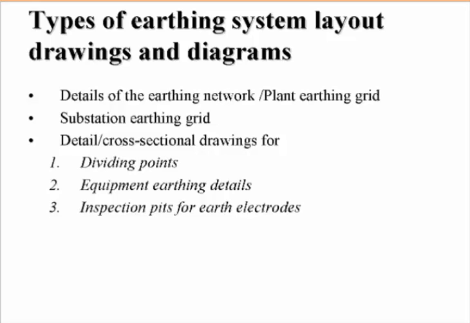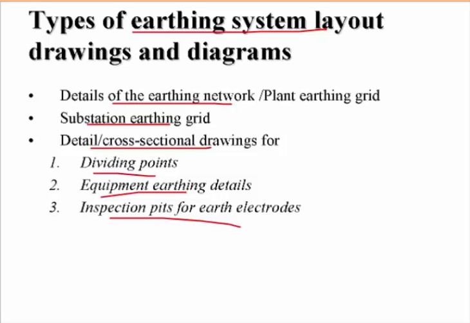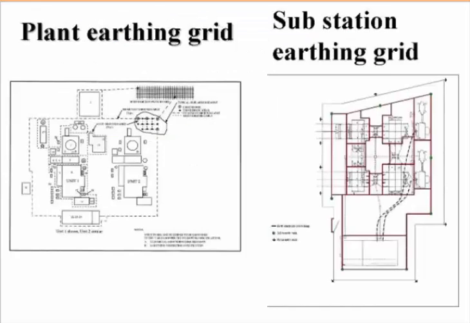Then also the types of earthing system layout drawings that we get. It gives us the details of the earthing network. It can also include substation earthing grid and detail and cross-sectional drawings for dividing points, equipment earthing details, inspection pits for earth electrodes. That's all part of your earthing system layout. So there's an example of plant earthing system and the substation earthing grid on these drawings that you see over here.